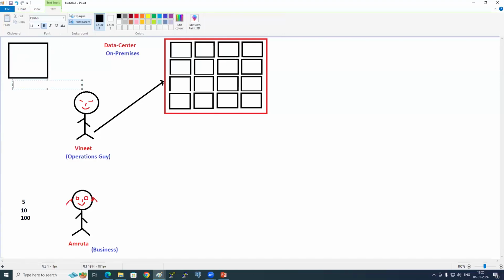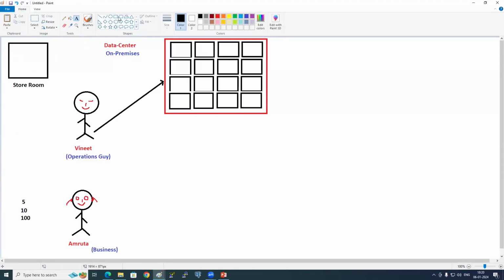What should I do? I need to put them in the storeroom. All these out-of-warranty servers, I'll put in the storeroom.